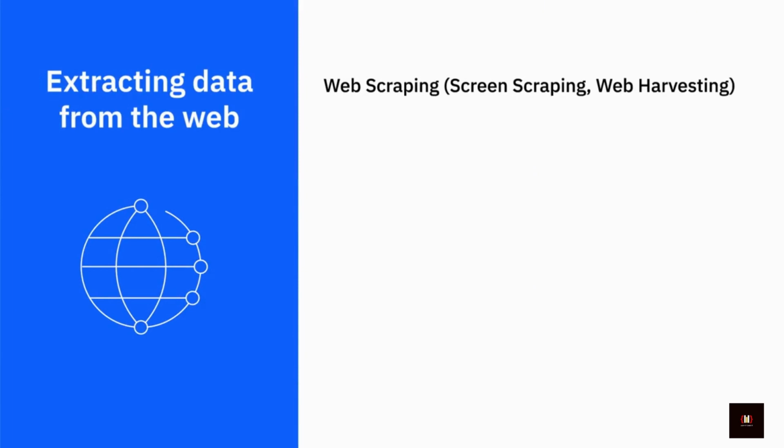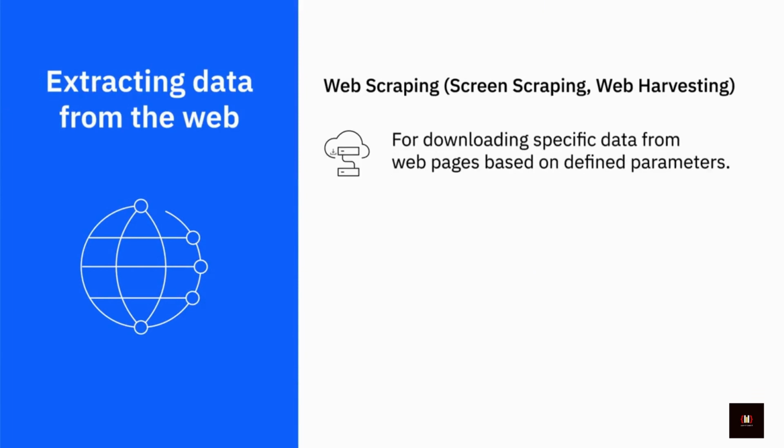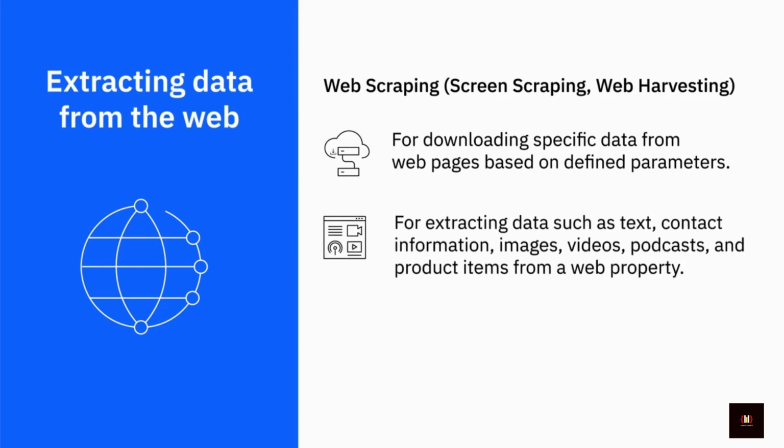Web scraping, also known as screen scraping or web harvesting, is used for downloading specific data from web pages based on defined parameters. Among other things, web scraping is used to extract data such as text, contact information, images, videos, podcasts, and product items from a web property.